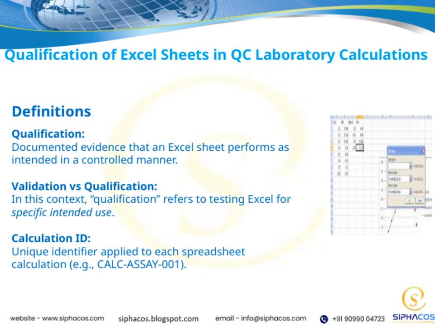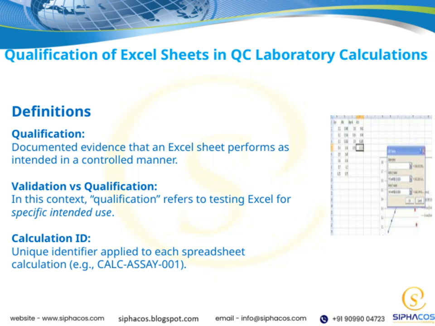Let's take a closer look at the qualification of Excel sheets in the QC laboratory calculations. First, the key term here is qualification. This refers to documented evidence that an Excel sheet not only works as intended, but does so reliably within a controlled environment. It's about ensuring that the calculations we rely on are accurate and consistent. Now, when we talk about validation versus qualification, it's important to understand that in this context, qualification specifically means testing the Excel sheet for its intended use.